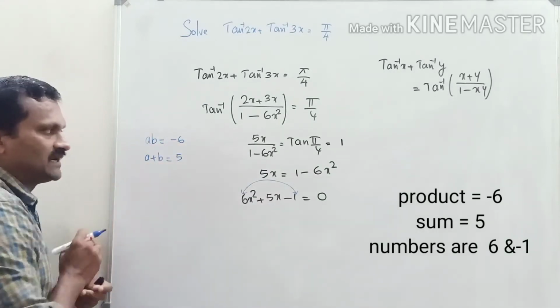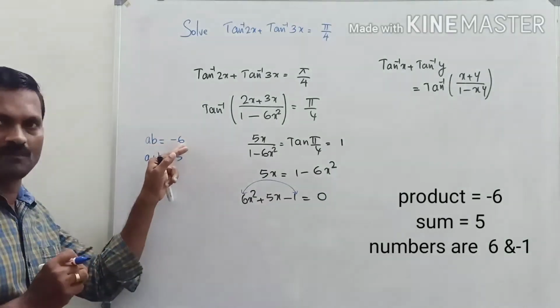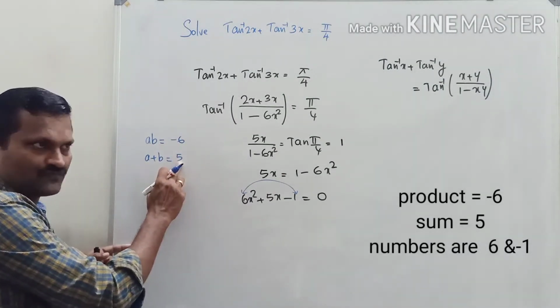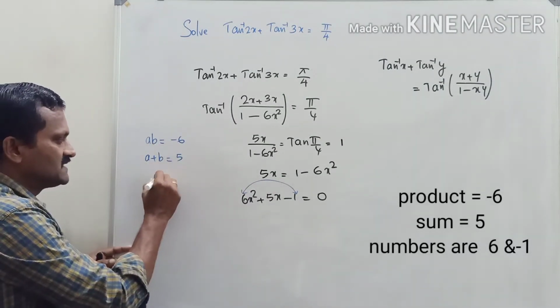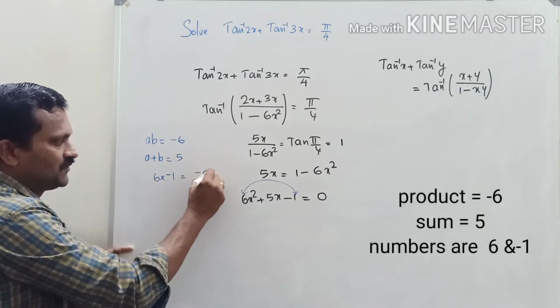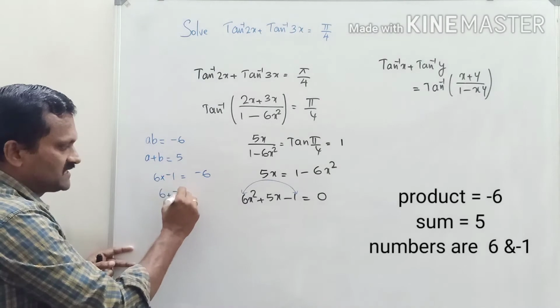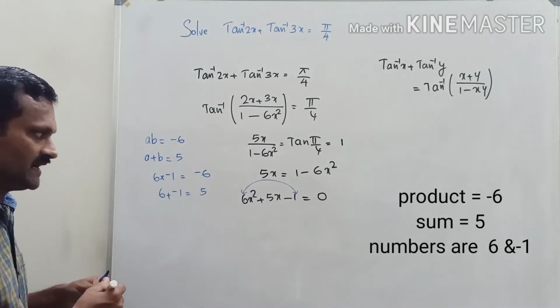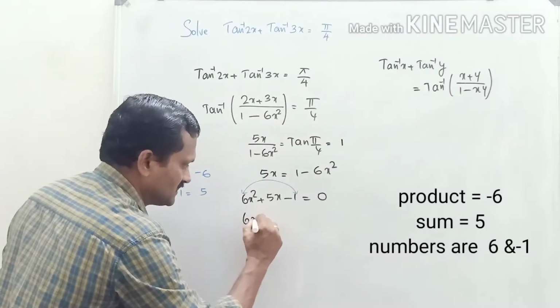First, find two numbers satisfying the property: product minus 6 and sum 5. What are the numbers? 6 and minus 1. 6 into minus 1 equals minus 6, and 6 plus minus 1 equals 5. So, this middle term can be written like this.